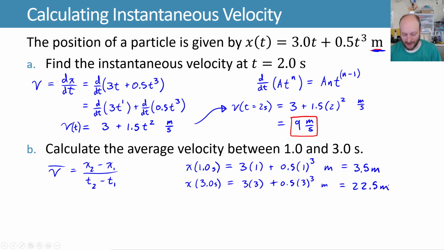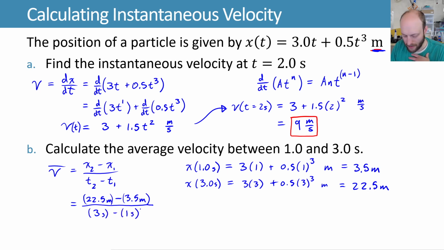meters. We can now plug those into our expression over here and say this is going to be 22.5 meters minus 3.5 meters. So that's my difference in positions there. And then divide by the elapsed time, so that's 3 seconds minus 1 second. And when we evaluate that, we should get something like 9.5 meters per second. So that's my average velocity over that time interval.